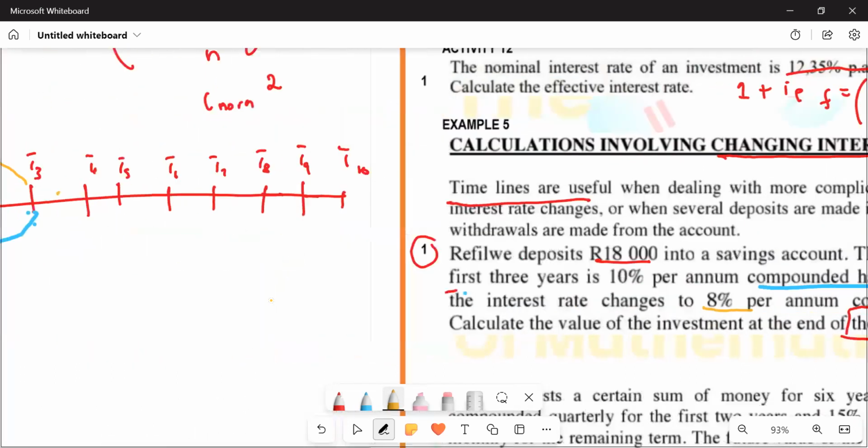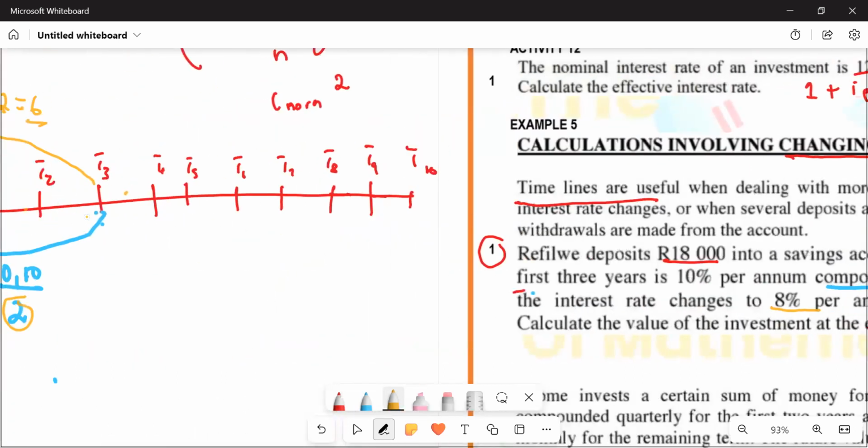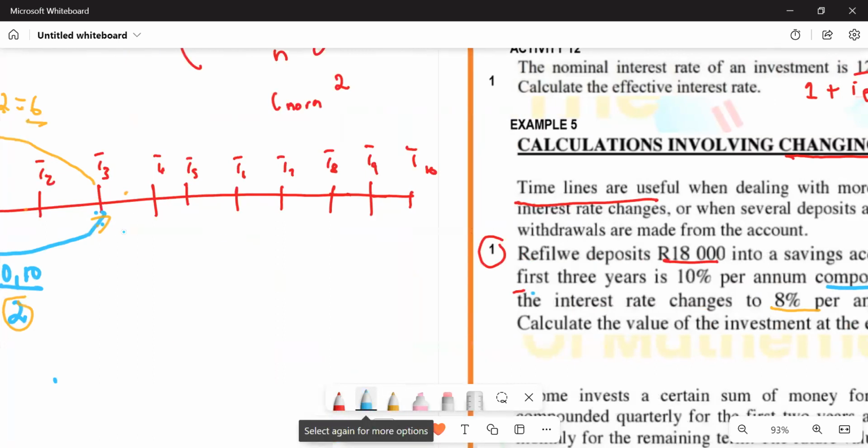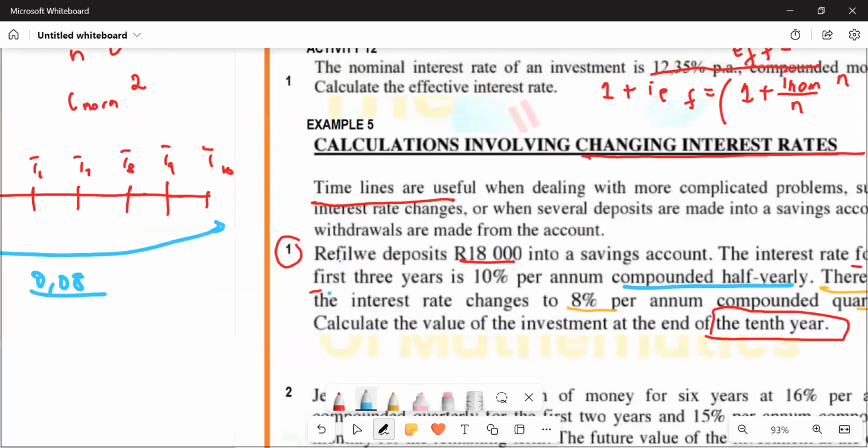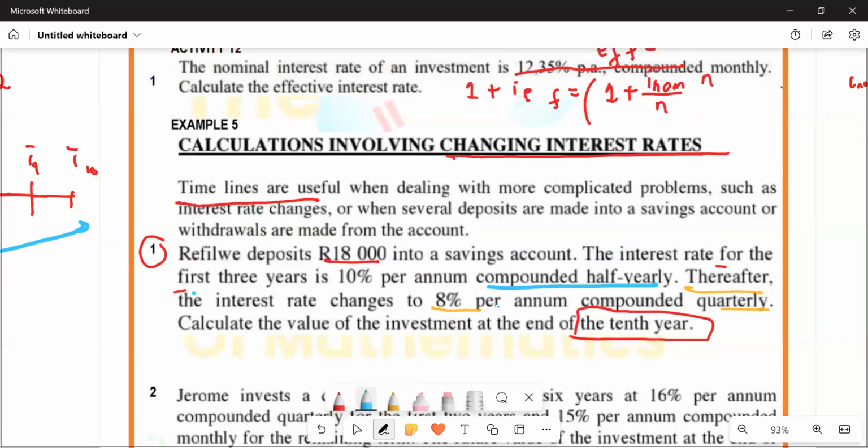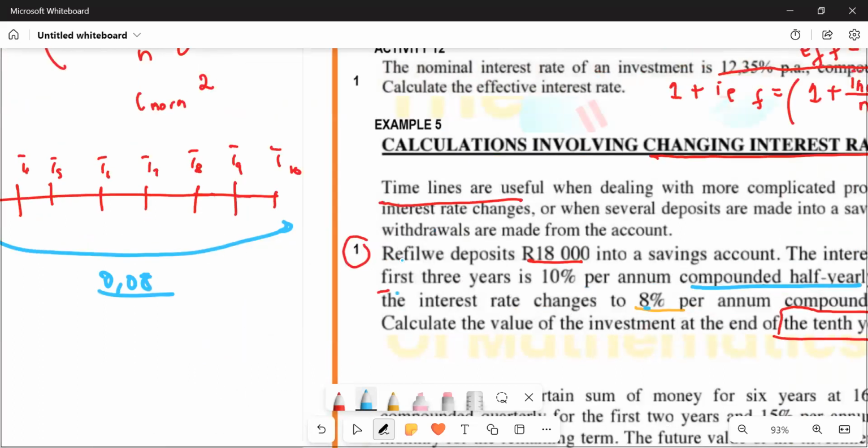Let's come and put the interest here. Starting from here up until here, now we're going to start from here. If we go from here and then end here, the interest is no longer going to be 0.10, but it's going to be 0.08 divided by... How is this interest compounded? This one is compounded quarterly. If they say compounded quarterly, what do they mean by that? I need to divide by what? By 4.